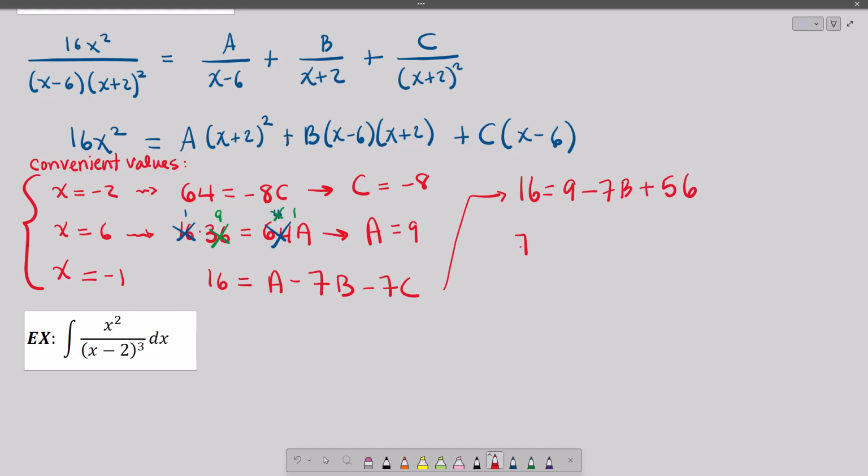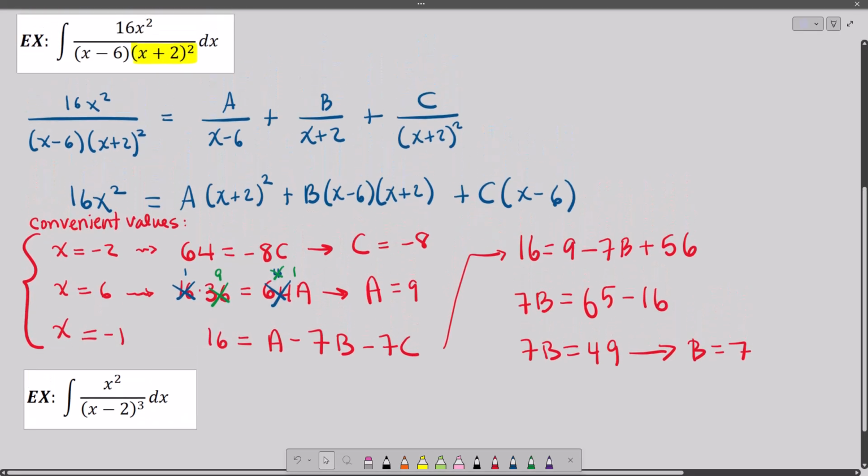And then we'll put 7b on the left. So 7b will be 65 minus 16, which is, what is it, 49? Okay, 49, thank you. So that tells us that b is 7. So now we have all the coefficients. So let's take our 10-minute break now, and we'll finish this one up after we get back from the break.